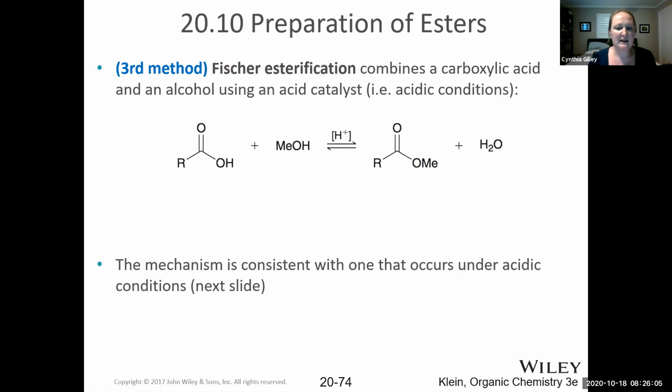When you're drawing the mechanism, make sure that you're drawing a mechanism that's consistent with the acidic conditions employed. Just remember that under acidic conditions, it's common to have either neutral intermediates or intermediates that have one positive charge. We should not be generating any intermediates with an oxygen with a negative charge. That's very unrealistic under acidic conditions without an amine present.